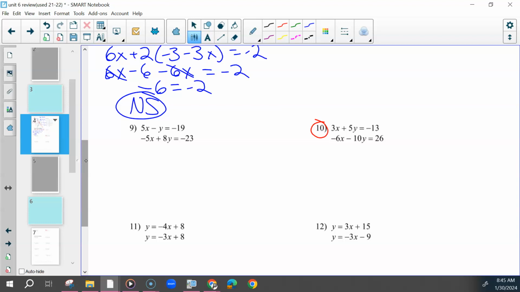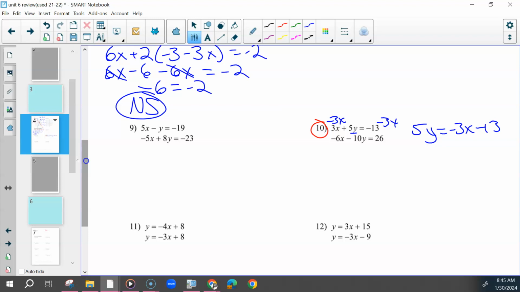Y. And which equation? First or the second? The first. Okay. So we're solving for y in the first. We got to get rid of 3x. So we have 5y equals negative 3x minus 13. Divide everything by 5.